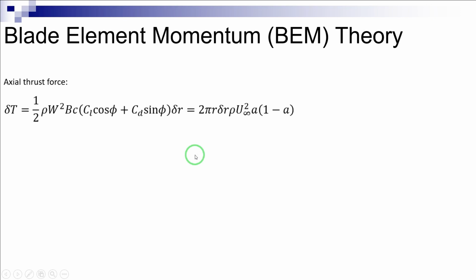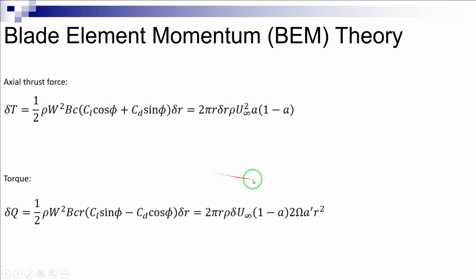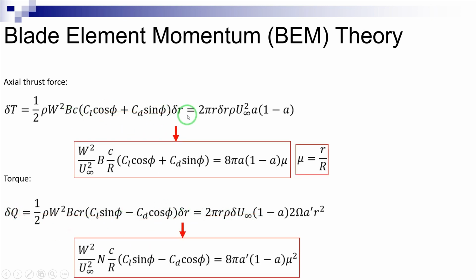Equating the axial thrust force on each annular element obtained from both momentum and blade element theories gives the following equation for delta T. Additionally, equating the torque on the elements gives this equation for delta Q. The thrust coefficient can be reduced to this one, where mu equals the lowercase r divided by uppercase R, defined here. The torque equation is simplified to this one. The following parameters can also be defined, Cx and Cy, as you can see here.